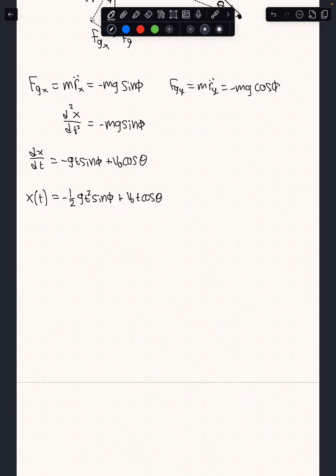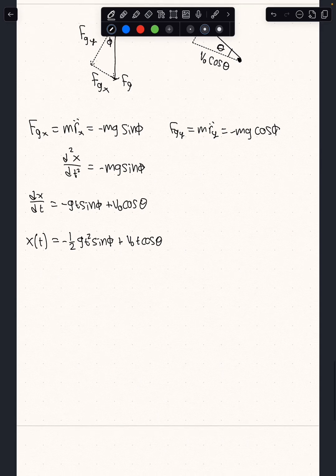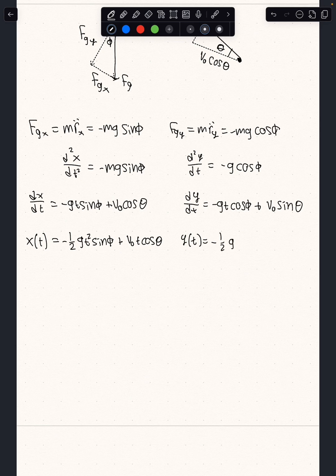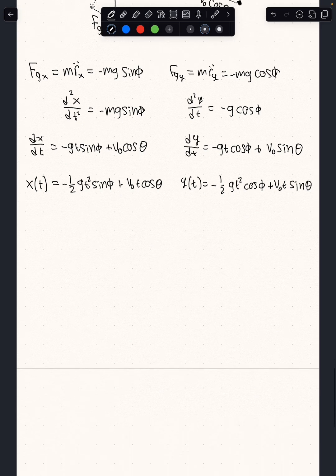Cool. And then in the y direction, it'll be the exact same steps and essentially the same result. d squared y dt squared equal to negative g cos phi, dy dt equal to negative gt cos phi plus v naught sine theta, y of t equal to negative 1/2 gt squared cos phi plus v naught t sine theta. Cool. Box these.